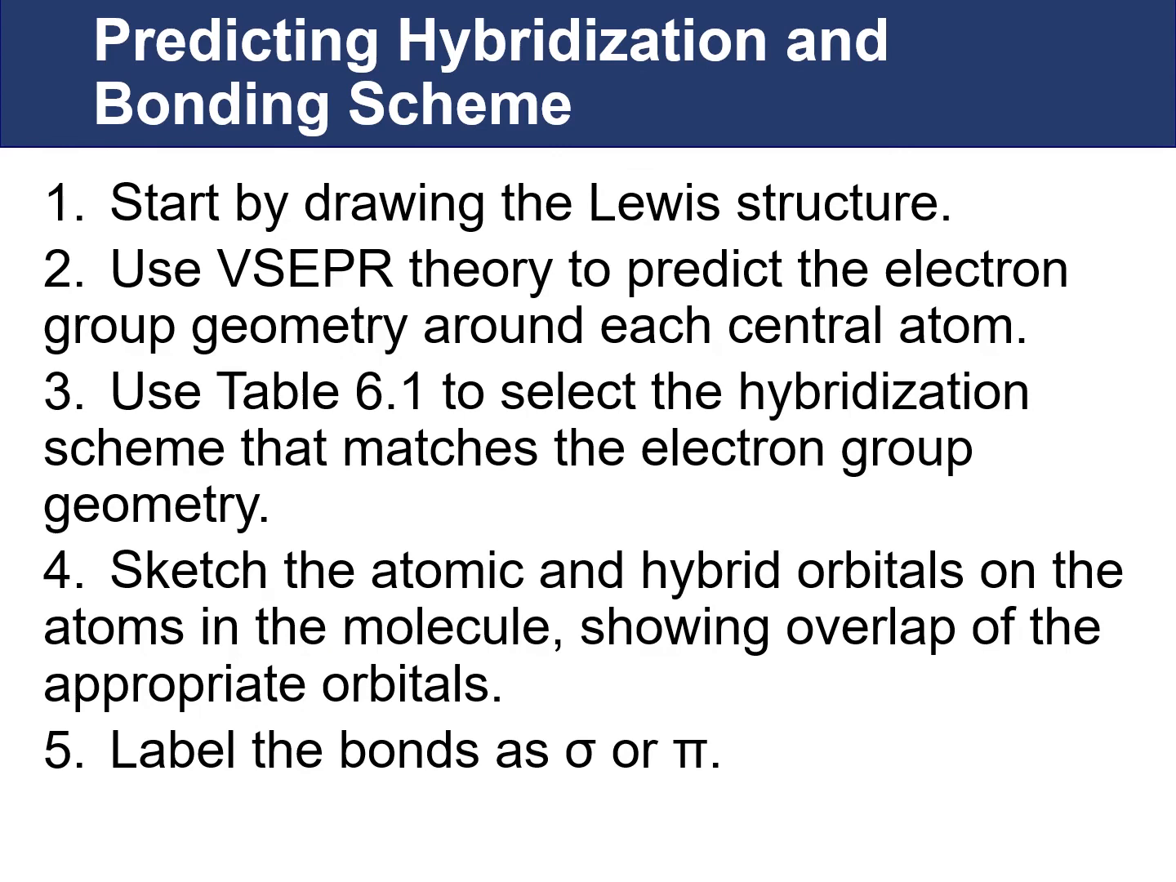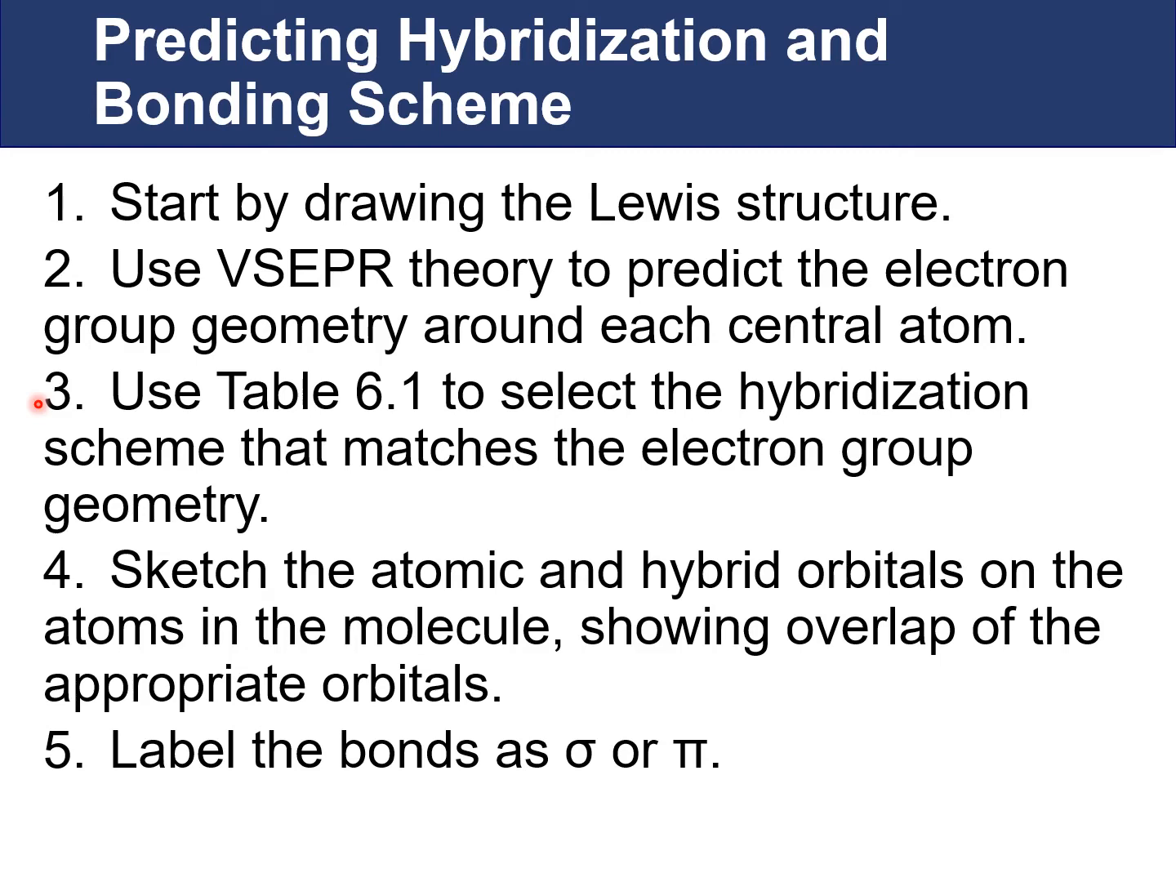In practice, the way that one would combine our Lewis structures and VSEPR theory is as follows. First, you would start by drawing the Lewis structure. Then, you would count the number of electron groups around the central atom. You would use the VSEPR theory to predict the electron geometry around the central atom. Then, you could use table 6.1 from our previous slide to select the hybridization scheme that matches the electron groups.